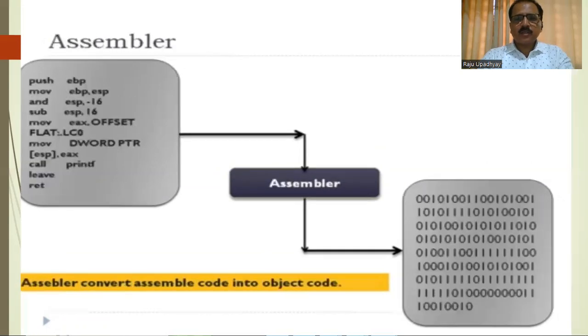So the next step is where your assembler is going to play a very important role. The assembly code which we got generated during the first stage of compilation has become the input to the assembler, and the assembler is converting that assembly code into binary code in terms of zeros and ones. And once it is converted from assembly to binary code, finally it creates the object file.